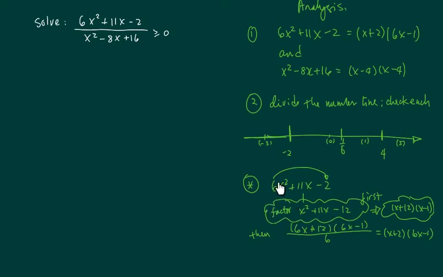You're going to multiply 6 by 2, which is 12, and you're going to factor this really easy one. You can just blindly factor it. For this case, since it's minus 12 and plus 11, we have x plus 12, x minus 1.